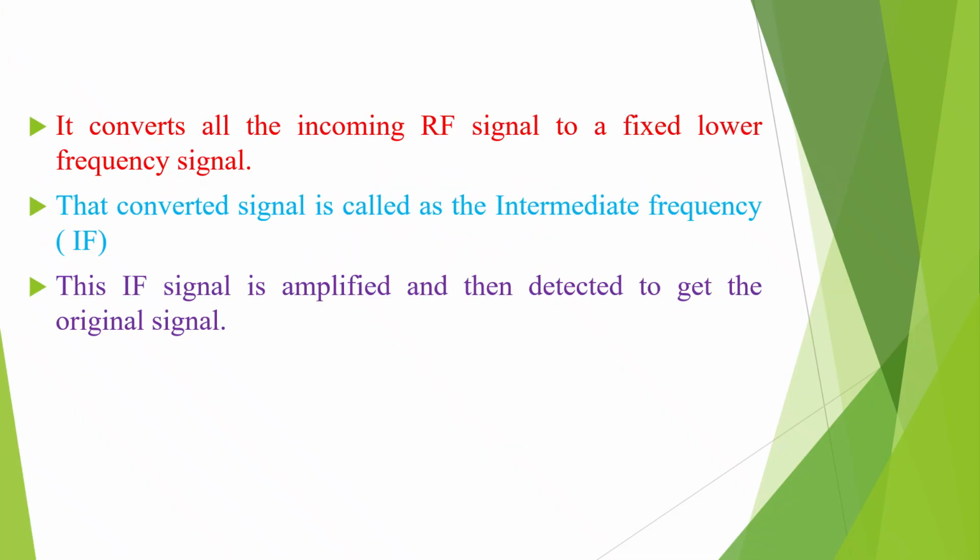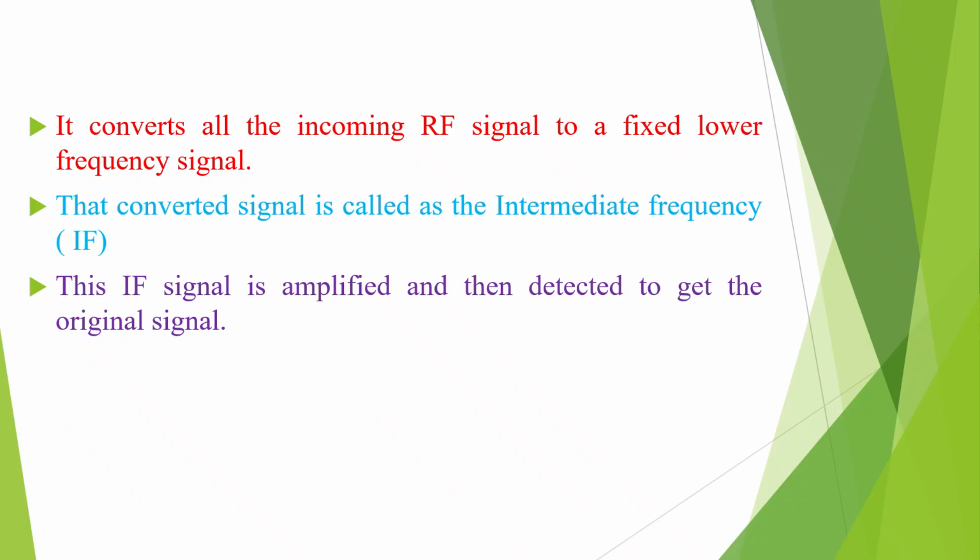Actually, a superheterodyne receiver converts all the incoming RF, that is radio frequency signal, to a fixed lower frequency signal. That RF signal is converted into a lower frequency signal, and that lower frequency signal is called the intermediate frequency signal.